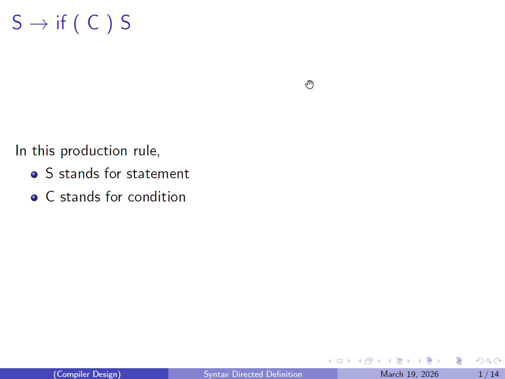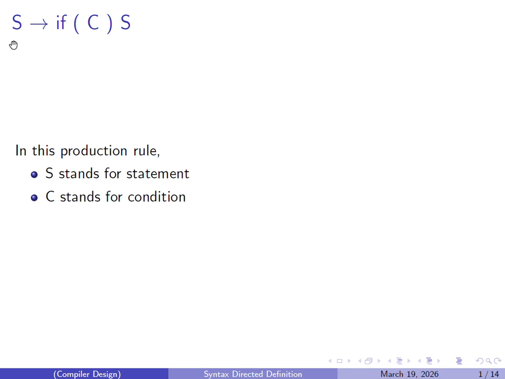Hey everyone. Today we are going to take a grammar, and in the grammar assume that we have a production. In this production, the left hand side S is my non-terminal, and on the right hand side we have C and S, which are non-terminals. The rule is S is of the form if open bracket C close bracket and S. Here, if, open bracket and close bracket are terminals.